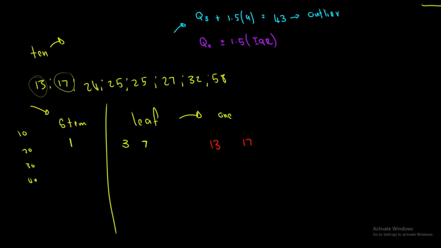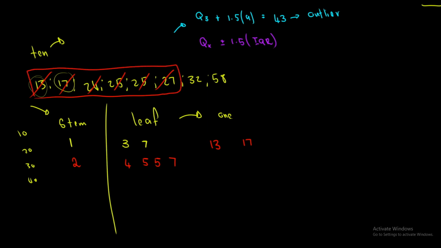Okay, so let's look at our 2s. We have 20s, in fact. We have 24. We have 5. We have 5, and we have 7. So that's done. We used 6 values in total so far. So let's see. We have 1, 2, 3, 4, 5, 6. Your leaf rows should always add up to the amount of values you used out of your data set.